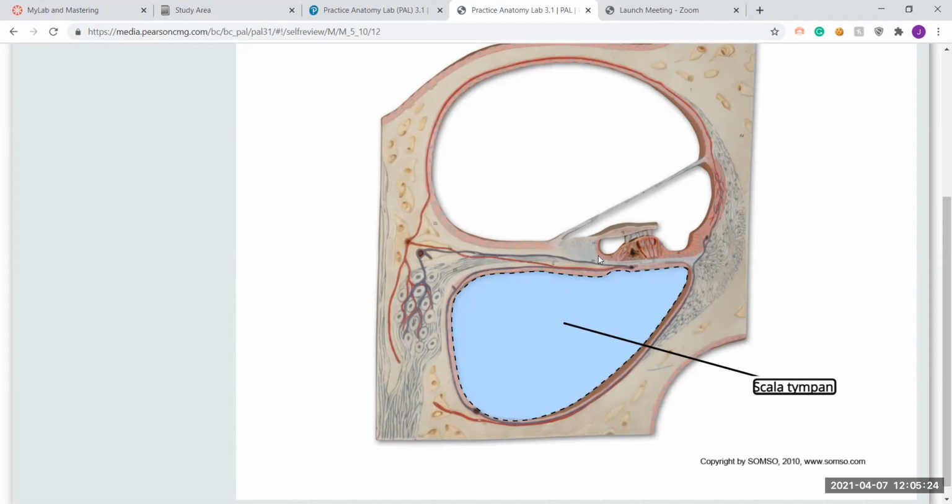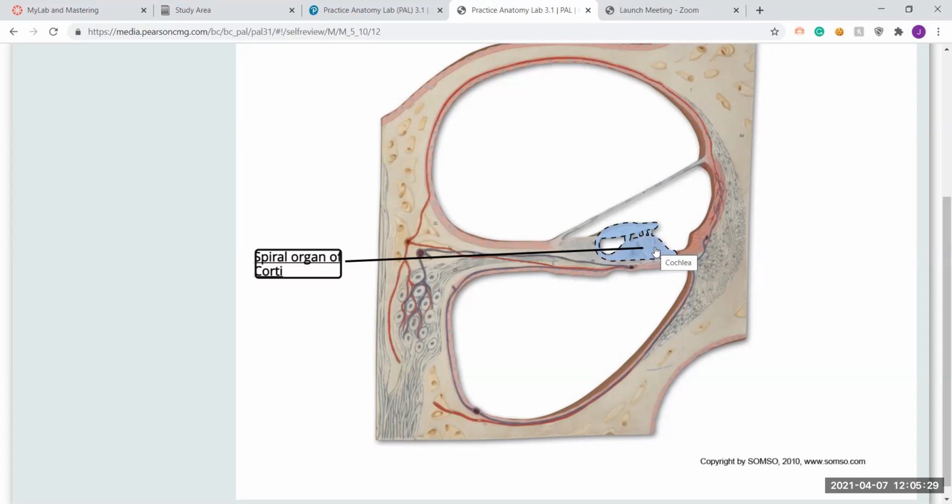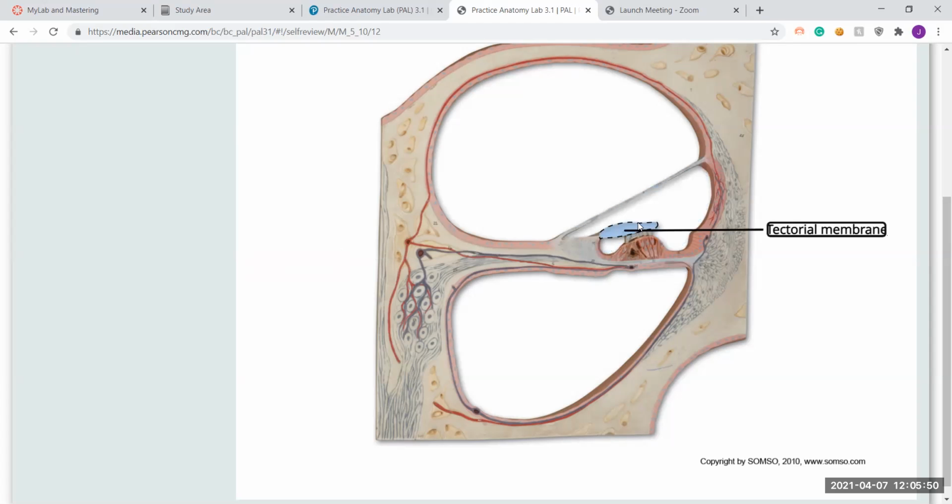This is scala media, which contains all the receptor organ for hearing. And that receptor organ for hearing is called spiral organ of Corti. So spiral organ of Corti is the organ of hearing, the receptor for hearing. Corti is the name of the scientist who discovered this area. That's why we put his name. So scala media is separated from scala vestibuli by a membrane, and that membrane is called vestibular membrane.